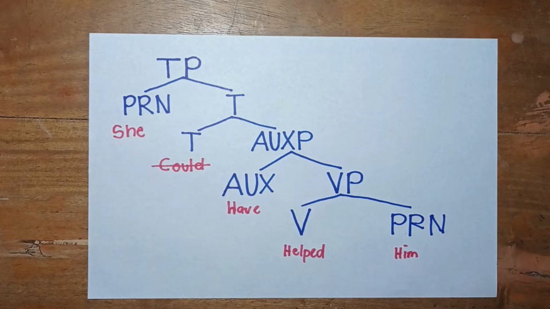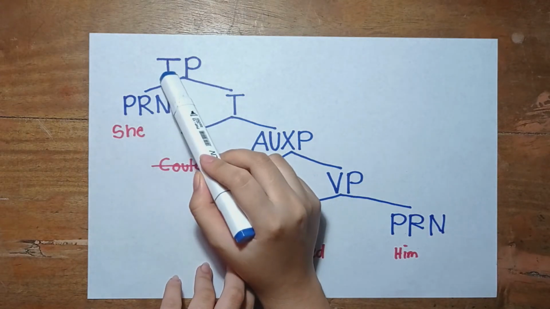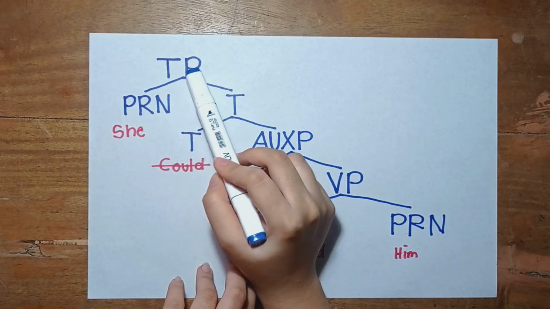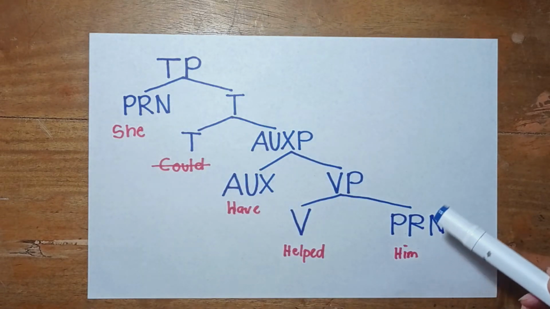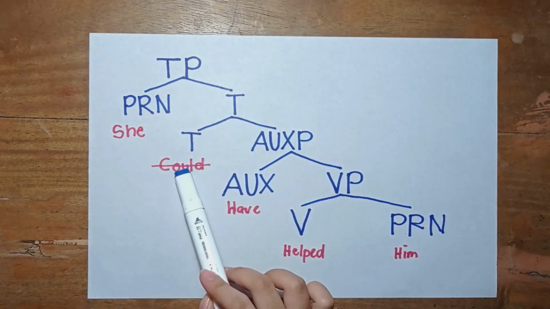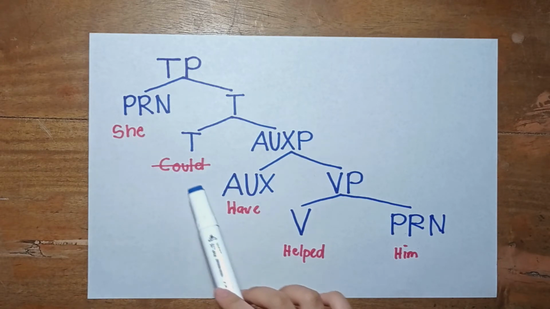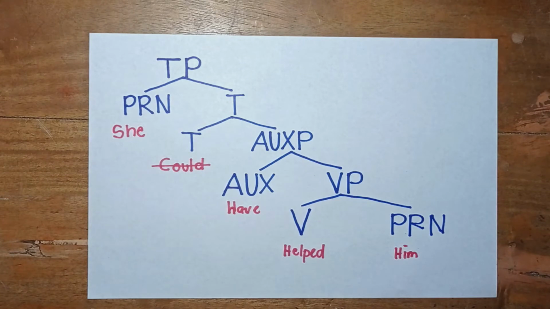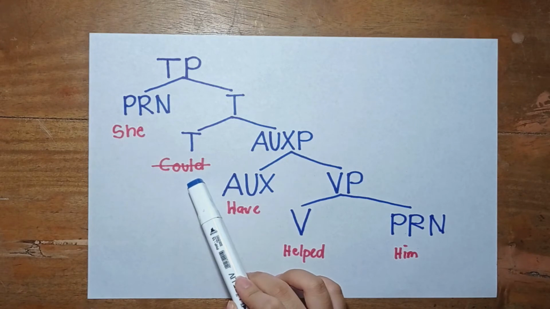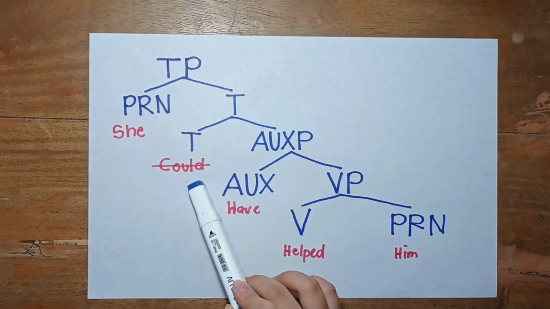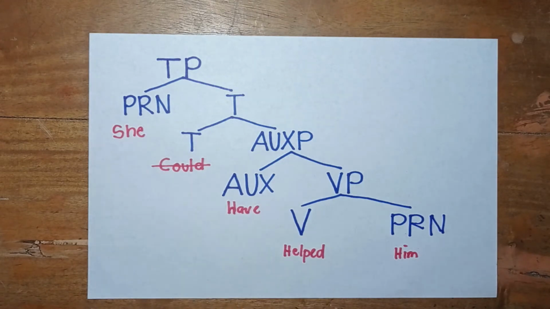So in this diagram, the head T position of TP, or tense phrase, is filled by the ellipsed auxiliary could. Although an ellipsed item loses its phonetic features, it retains its grammatical and semantic features, so that could in this diagram is a silent counterpart of could. The null T analysis in this diagram provides a principled account of three observations.